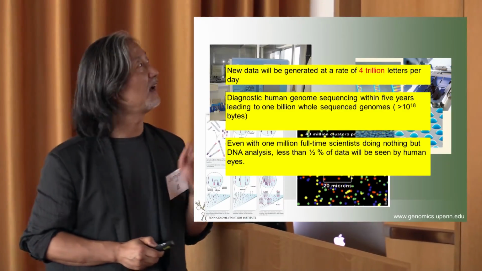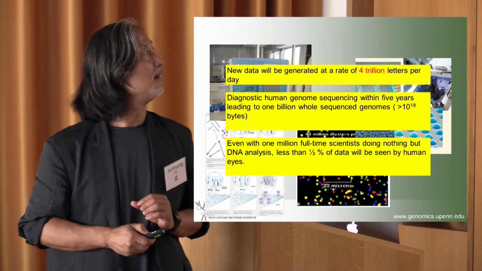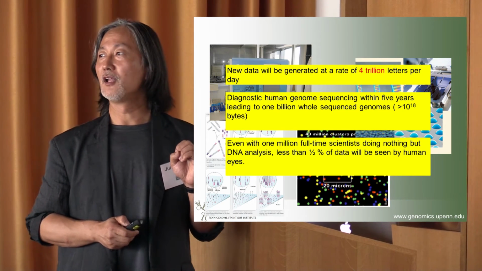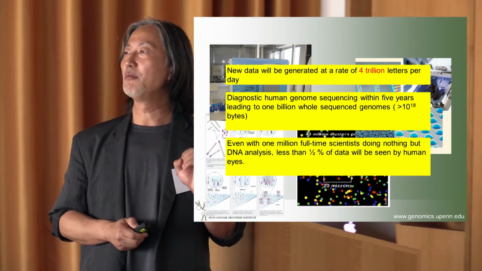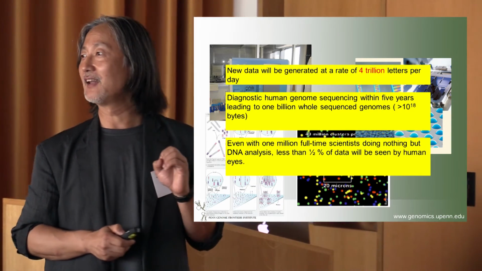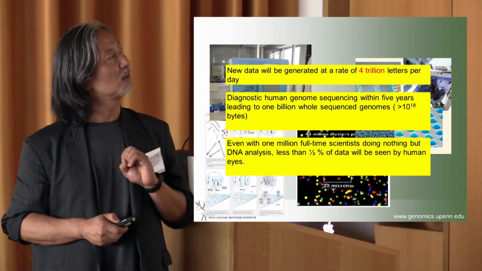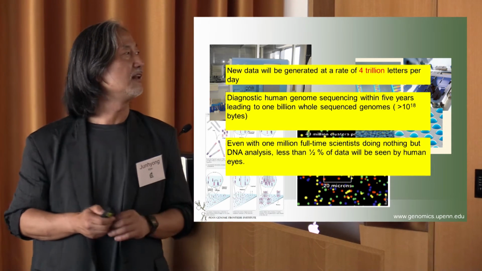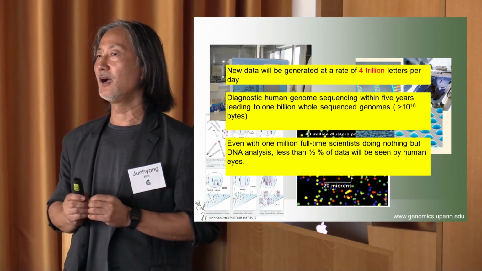So new data is currently being generated at something like 4 trillion letters per day. We know that sequencing has now been going into clinical practice. Once that becomes routine, we'll probably have 1 billion genomes sequenced, not too distant in the future. And even with 1 million full-time scientists doing nothing but looking at the DNA, we know that less than a percent of the data will actually be seen by human eye.